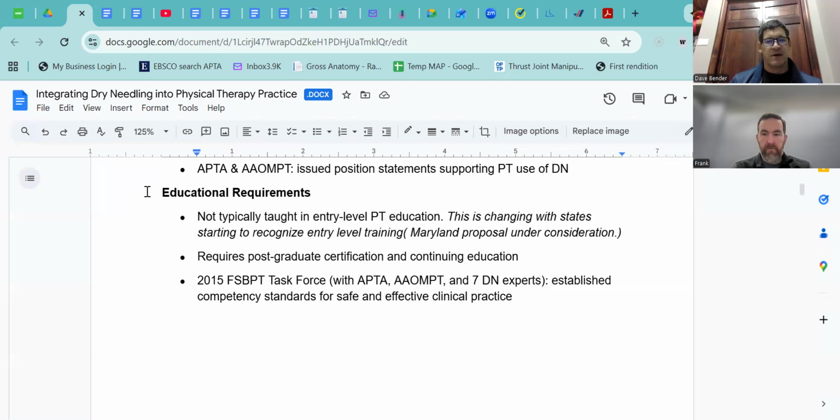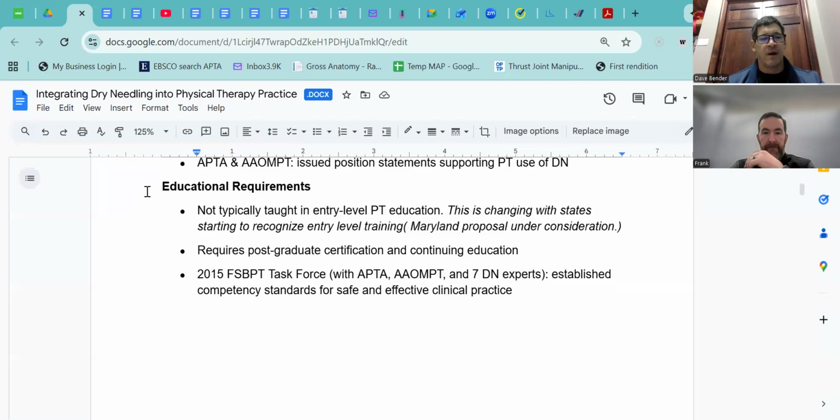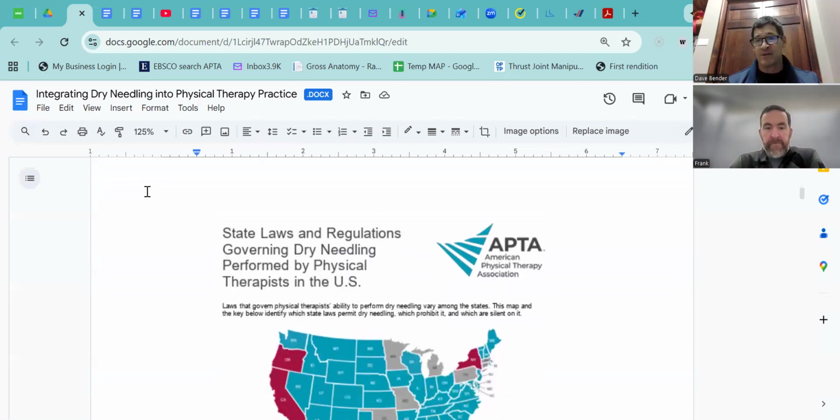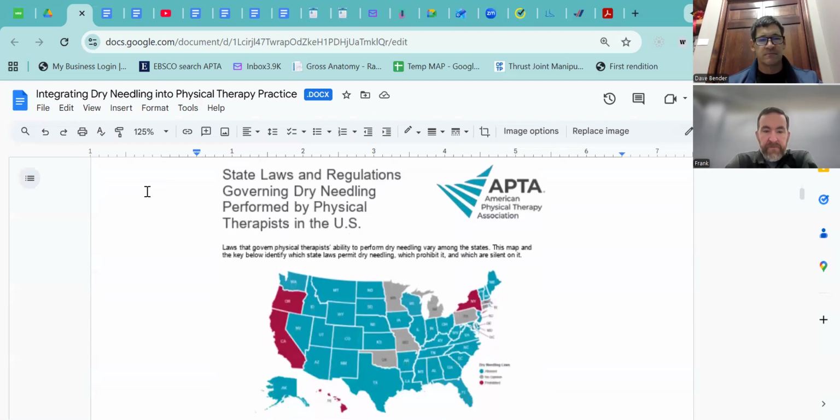And as we talked about, the FSBPT task force, amongst others, also established competency standards and safe and effective clinical needling practice. If you have this paper document, I included the link above to that paper, though I did not see an updated version of it when we went to create this document. Here's a nice colorful picture of dry needling, taken from the APTA website.